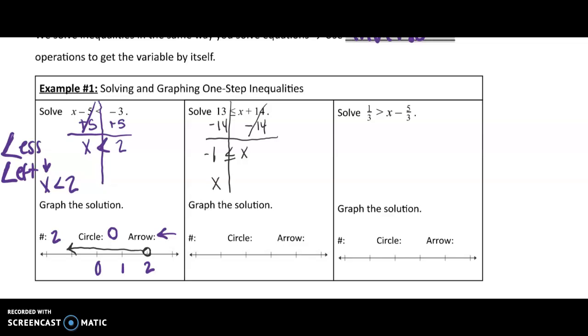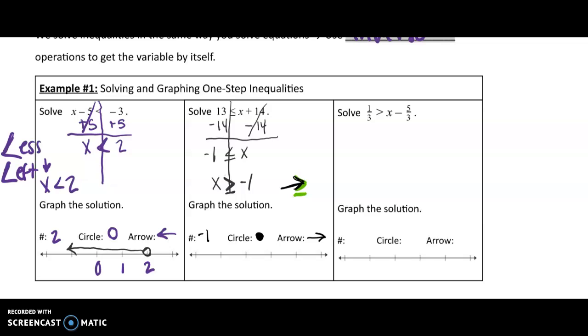To do this, we have x and we flip our sign. Do you see how the open side is closer to our x? We flip it so that the open side is still closer to our x. And then negative 1 is now on the opposite side. That is a greater than or equal to sign, and it looks like our arrow that points to the right. So our arrow is going to point to the right. Our number is negative 1. Our circle is closed this time because it has that equal sign underneath.